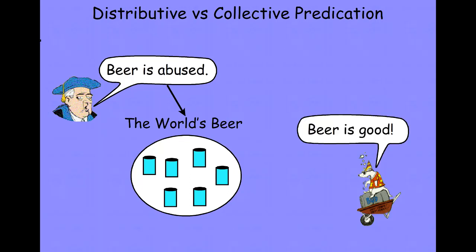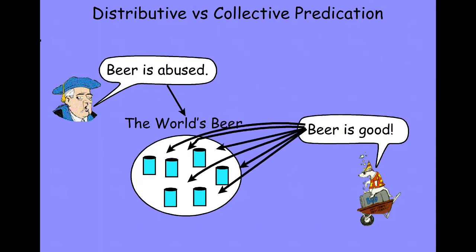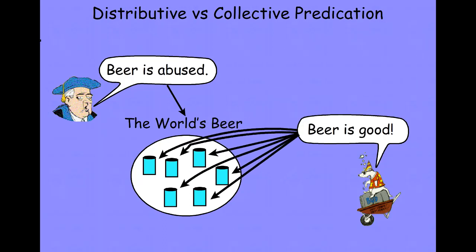On the other hand, those spring breakers probably are thinking in terms of a distributive predication. They've never met a beer they didn't love, as it were. So when they say beer is good, they're probably talking about each and every beer they've ever run across. They're saying that this property, being good, applies to every single member of the class. So the predication gets distributed throughout the entire class. Every individual gets that same property. So collective predications are about classes, and distributive predications are about individual members of those classes.